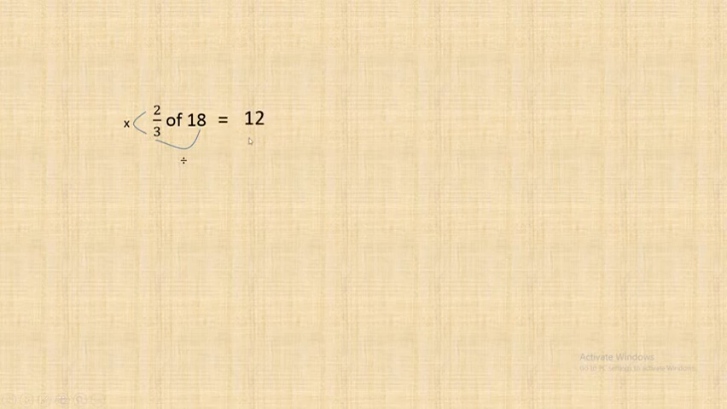Okay, so let's have another one. 2/3 of 18. How do we do that? It's very simple and very easy. You just divide 18 by 3, as we did in the previous slide. So 18 divided by 3 equals 6. Then take the answer and multiply it by the numerator, 2. So 18 divided by 3 equals 6, and 6 times 2 equals 12.